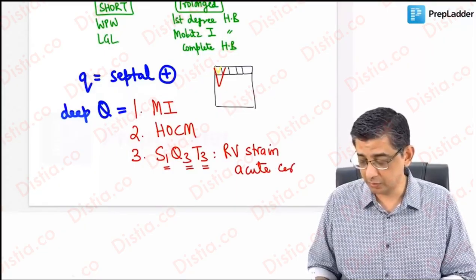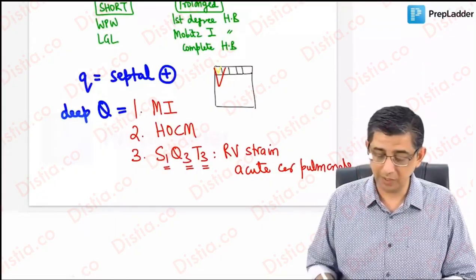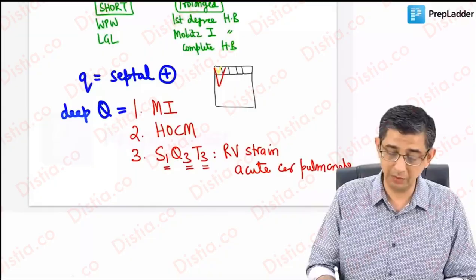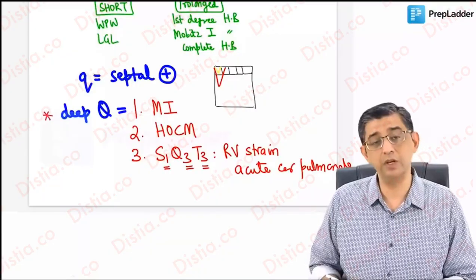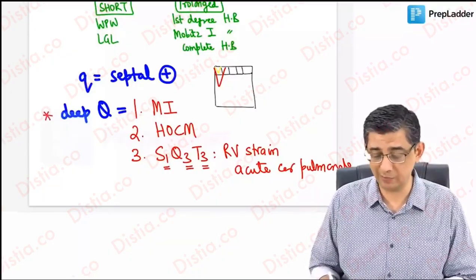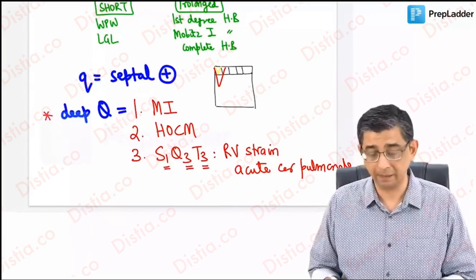This is a separate topic which has been covered in the pulmonology section, and you can go through that. But at the moment, I want you to remember this information, which is important. Conditions causing deep Q waves are the ones which have been enumerated at the particular aspect, MI, HOCM, and then there is going to be S1, Q3, T3.